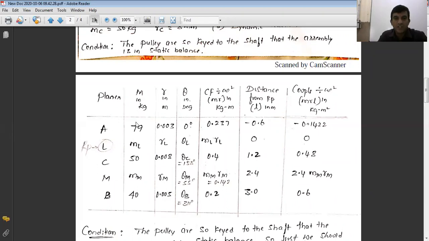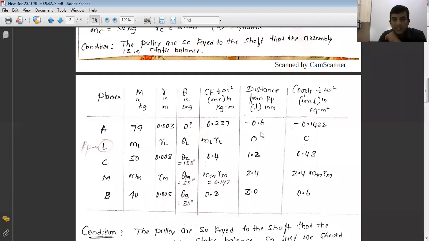The centrifugal force is obtained by multiplying the second and third columns, M into R. 79 into 0.003 will get 0.237. ML, RL is unknown. 50 into 0.008 will get 0.4. MM, RM again unknown. Then 40 into 0.005, you get 0.2. Okay. So now, after completion of this fifth column, centrifugal force by omega square.